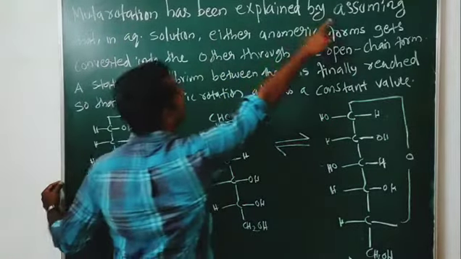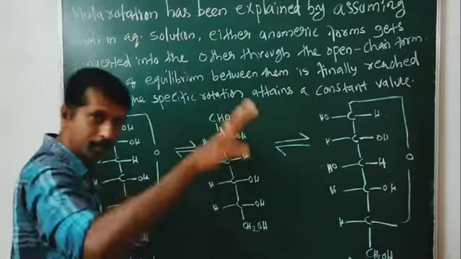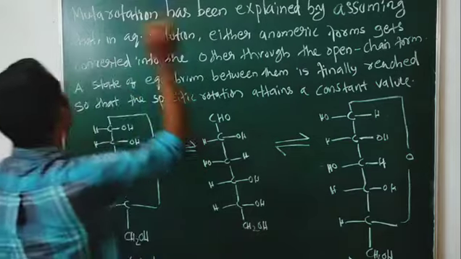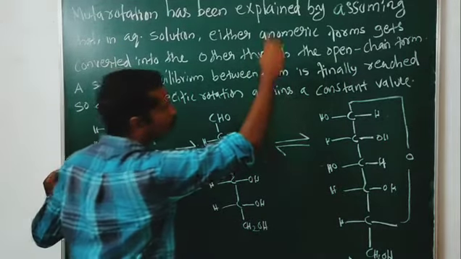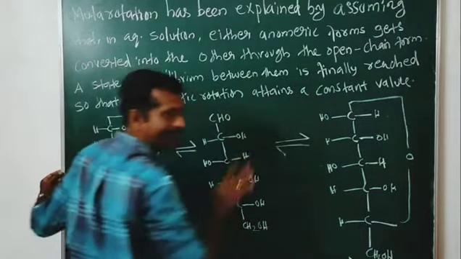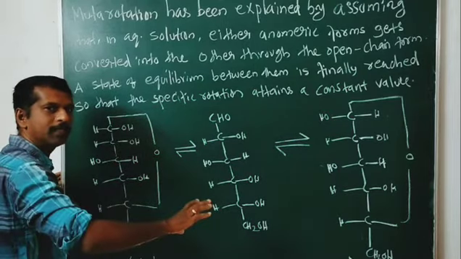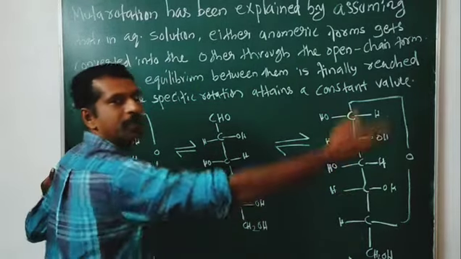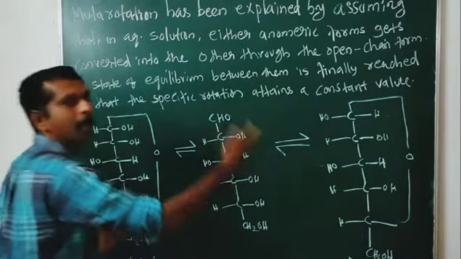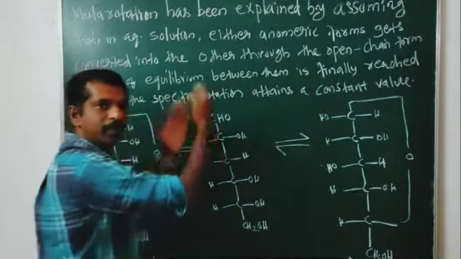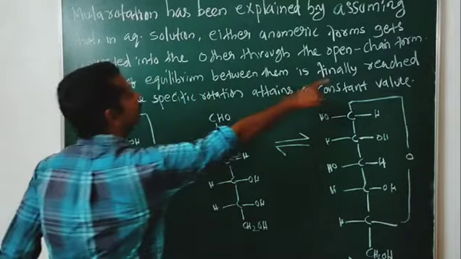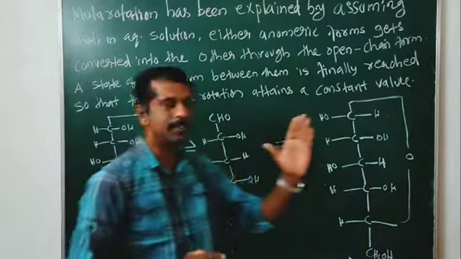So, coming back: mutarotation has been explained by assuming that in aqueous solution, either anomeric form, alpha D-glucose or beta D-glucose, gets converted into the other through the open chain form. A state of equilibrium between them is finally reached. As I told you, the alpha form converts to the beta form and back to the alpha form, and there will be an equilibrium between these two forms. During this conversion, one form is first converted to the open chain, and that open chain is converted to the other, so that the specific rotation attains a constant value.